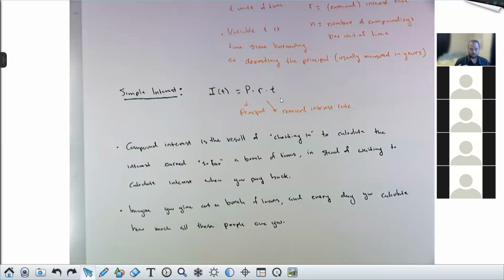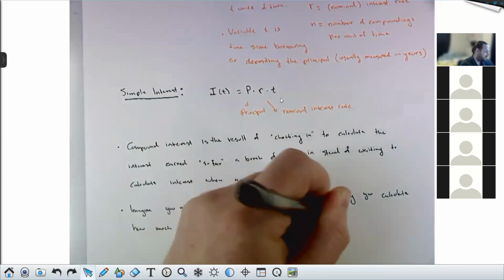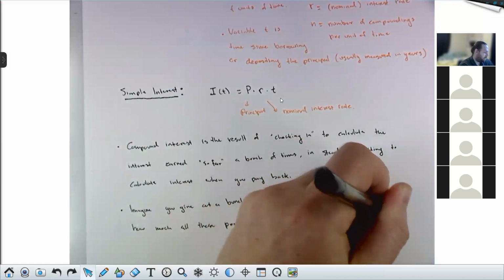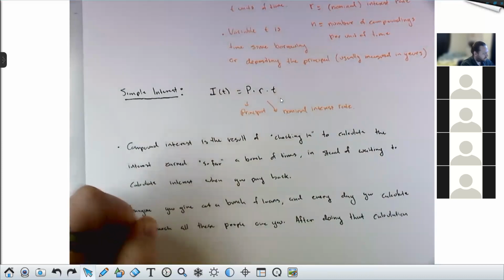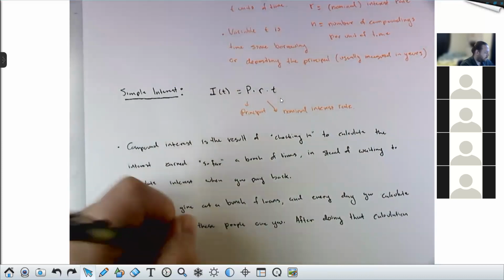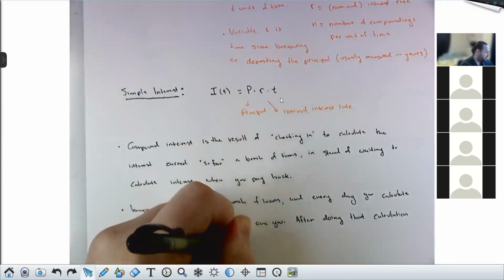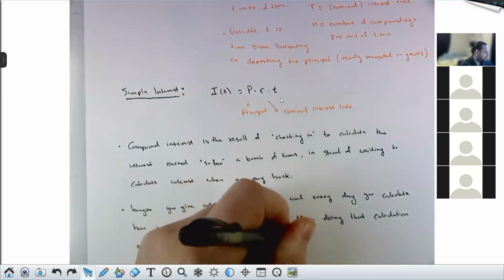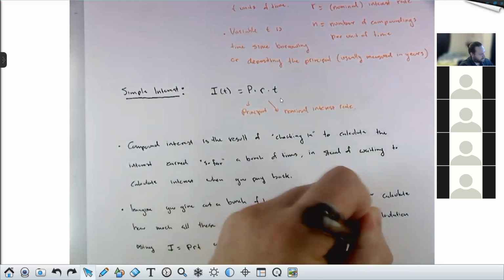So you give out a bunch of loans. Every day you calculate how much these people owe you. After doing that calculation, using simple interest, using this formula, I equals PRT, you add that to their balance and close for the day.